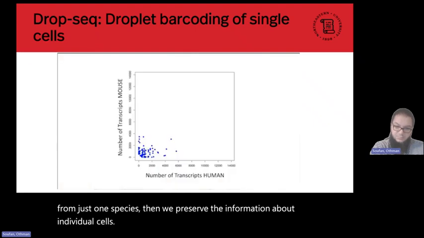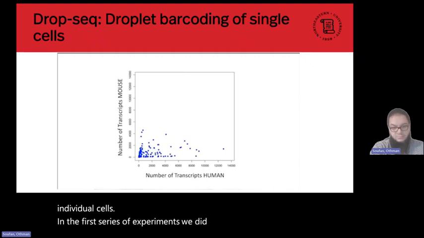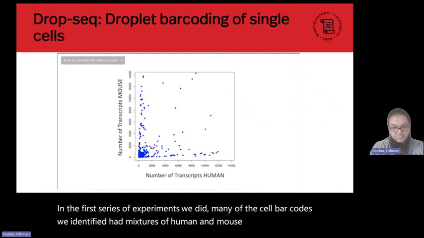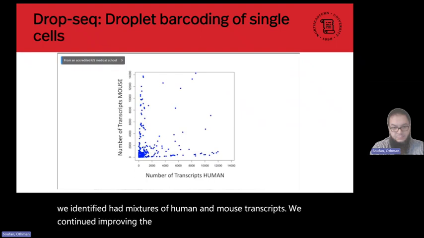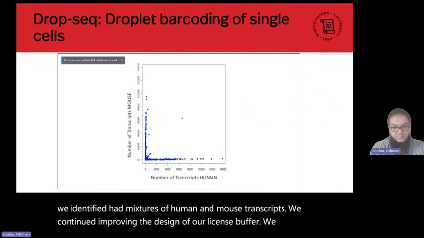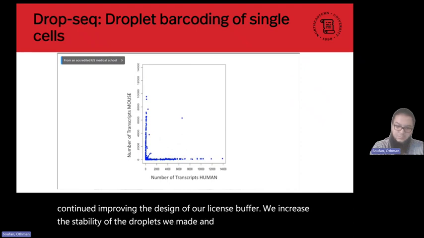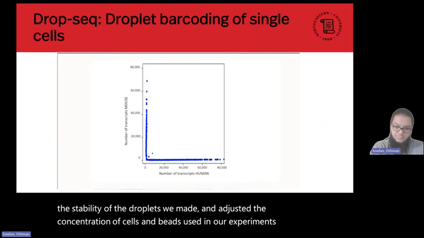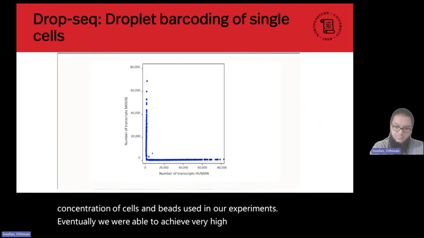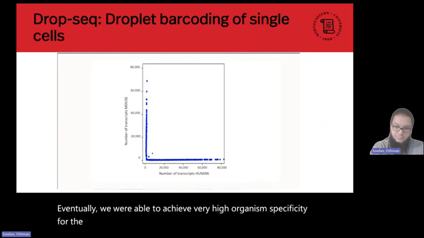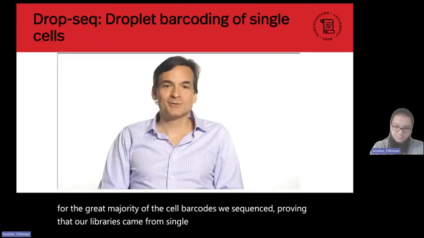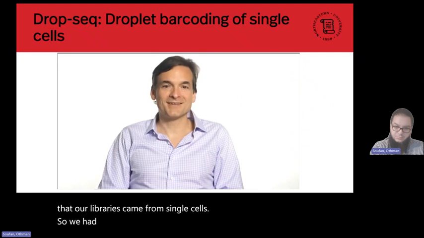In the first series of experiments we did, many of the cell barcodes we identified had mixtures of human and mouse transcripts. We continued improving the design of our lysis buffer, we increased the stability of the droplets we made, and adjusted the concentration of cells and beads used in our experiments. Eventually, we were able to achieve very high organism specificity for the great majority of the cell barcodes we sequenced, proving that our libraries came from single cells. So we had DropSeq in hand.